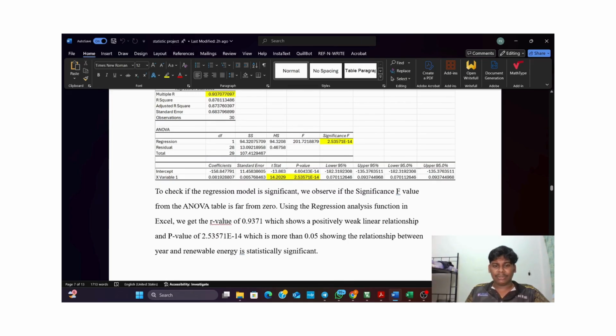To check if the regression model is significant, we observe if the significance F value from the ANOVA table is far from zero. Using the regression analysis function in Excel, we get the R value of 0.9371, which shows a positive strong linear relationship, and the p-value of 2.53571E-14, which is less than 0.05, showing the relationship between year and renewable energy is statistically significant. Thank you.